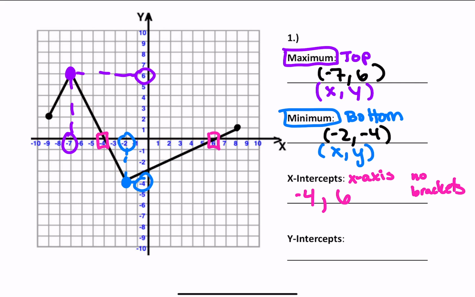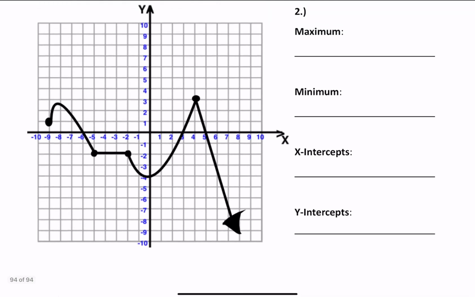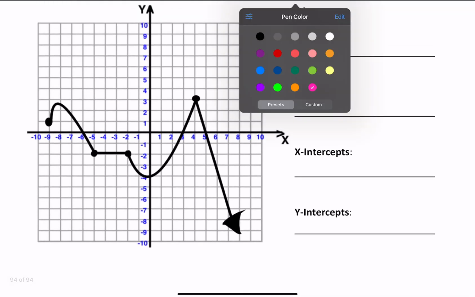Y-intercept, so we're looking for where the graph passes through the y-axis. And again, there's no brackets. For this one, the graph passes through right here, and that is -3. And that's it.